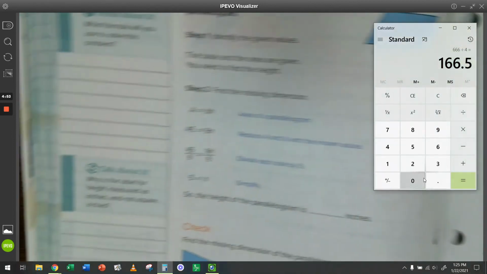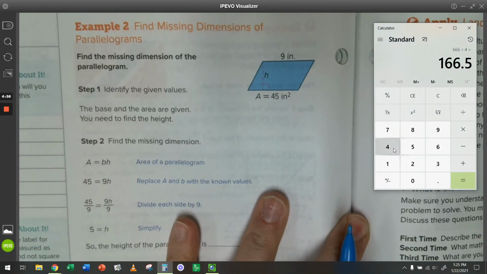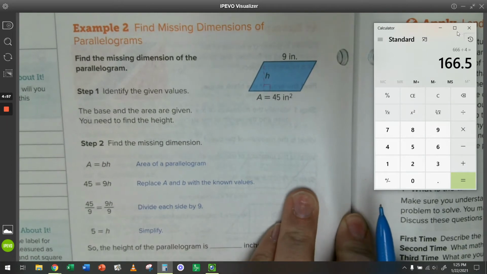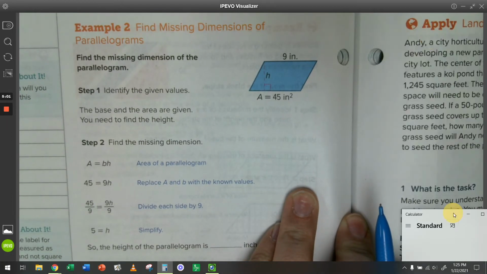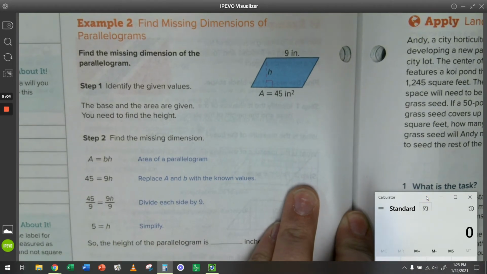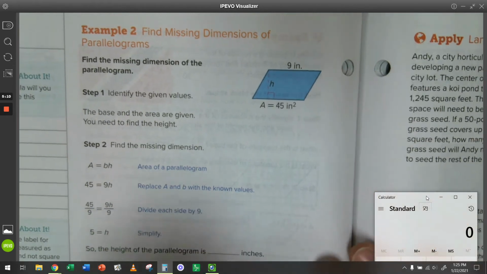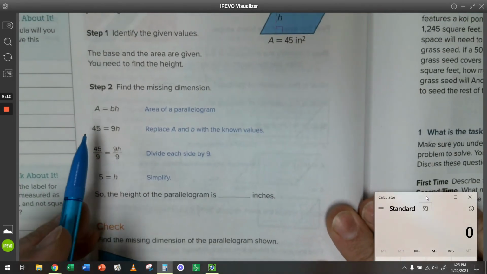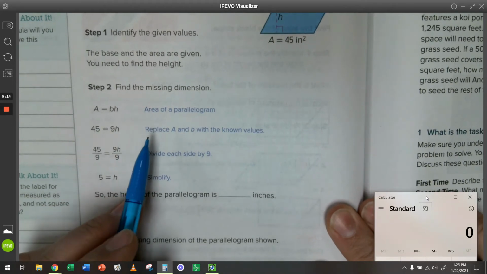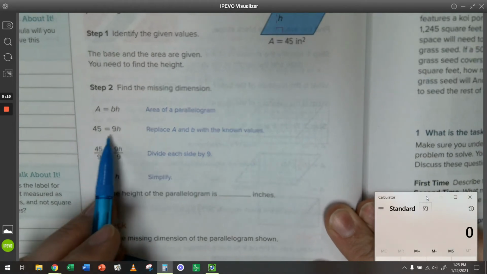All right, so moving along here, let's take a look at example 2. What happens if we have a missing dimension? So we have the area and we know the base or the height, but we're missing one of the other numbers. So what we do here is we work backwards. You can actually plug it in to a formula or an equation and solve that equation.